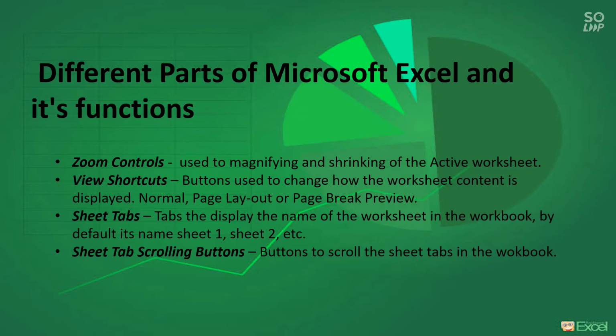Sheet tabs, scroll buttons. Ito ay makikita sa katabi ng sheet tabs. Ito ay iba sa vertical at horizontal scroll bars. Dahil ang gamit nito ay upang ilipat lang sa kabilang worksheet, hindi yung work window.